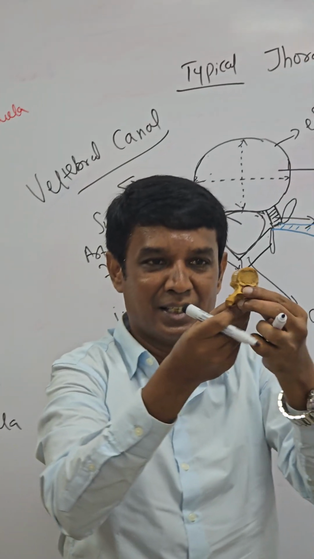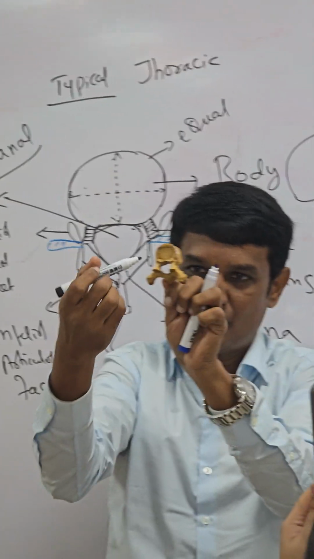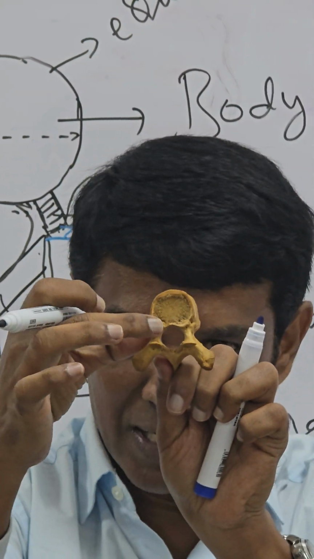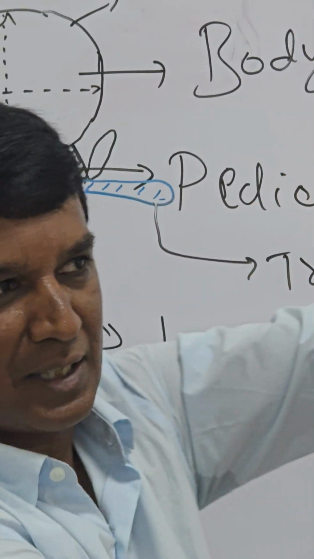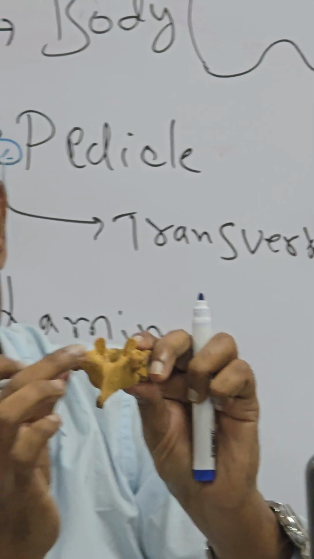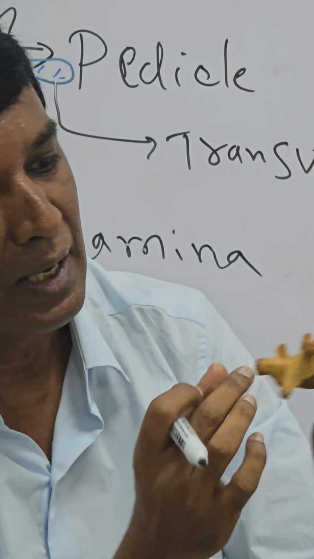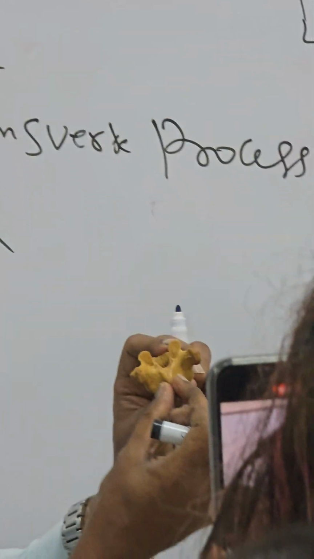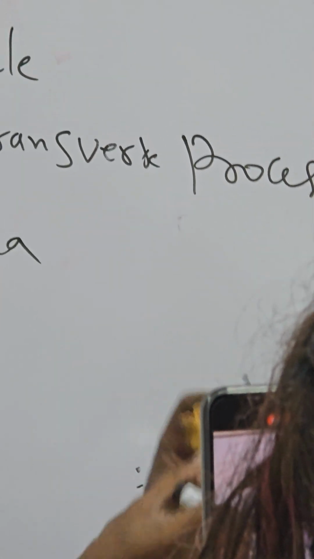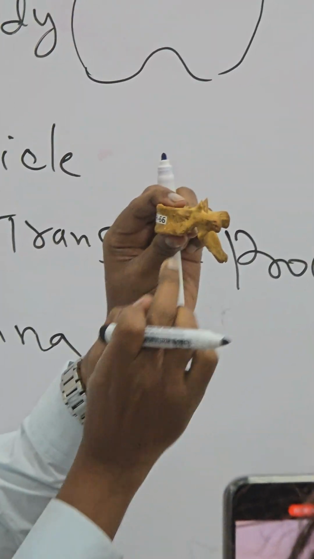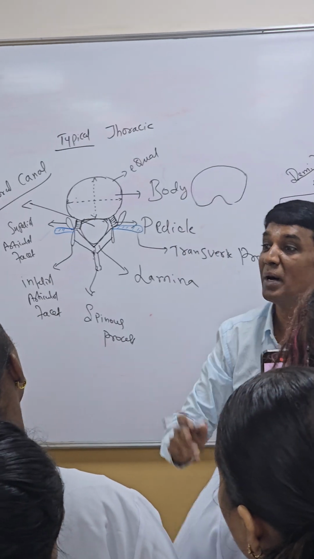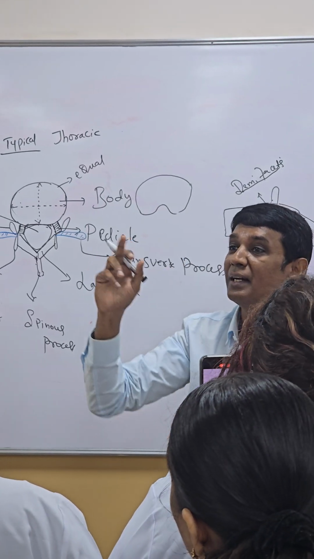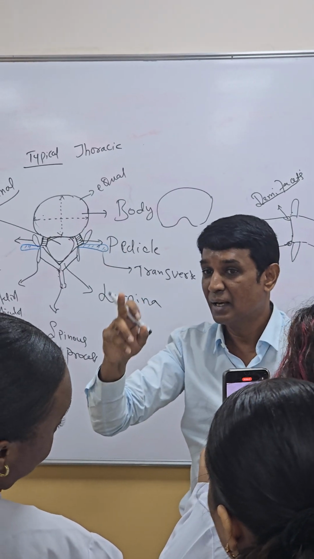Now, what are the parts? See here, what is this? Body, vertebral canal. What is this piece? Pedicles. What is this? Superior articular facet. What are these? Inferior articular facets. Now, what is this? Transverse process. The transverse process continues like a plate of lamina. What is this? Spinous process. And these are the superior and inferior demifacets. Finish. All these things you must know and learn.